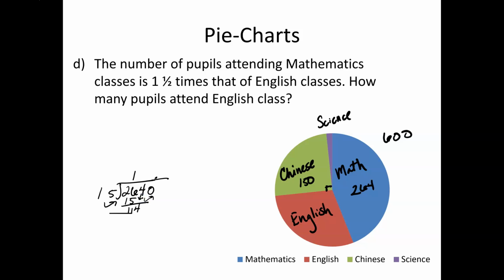And we'll bring down our 4. And we'll go ahead and work this out. And you guys should be doing this as well, not just watching. And we're going to get 176. So we'll go ahead and write 176 in for our English classes.